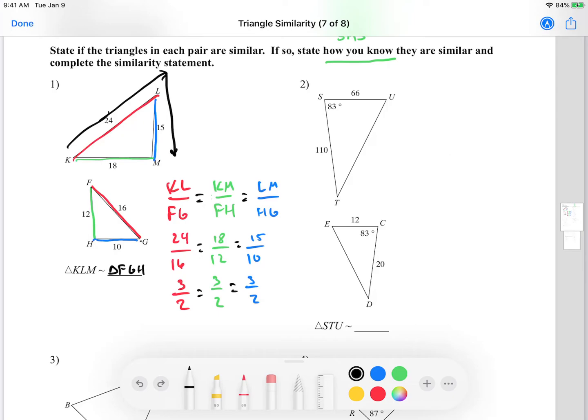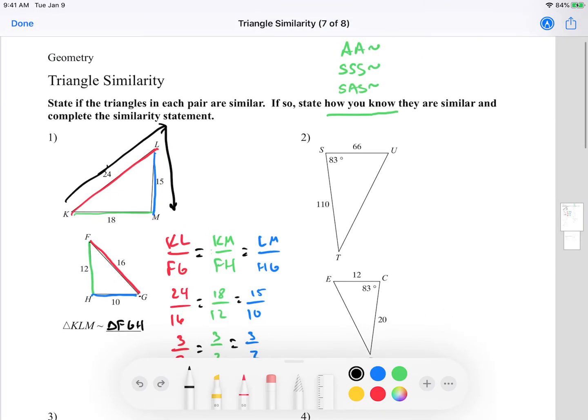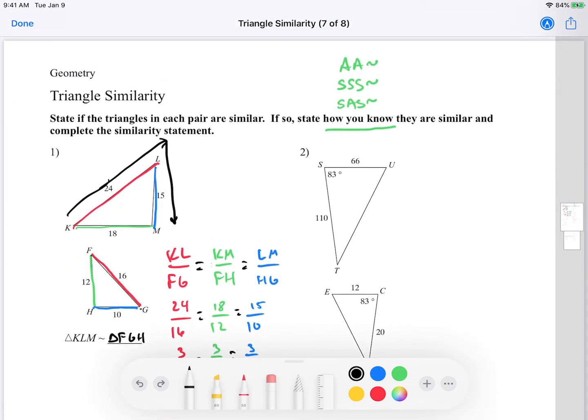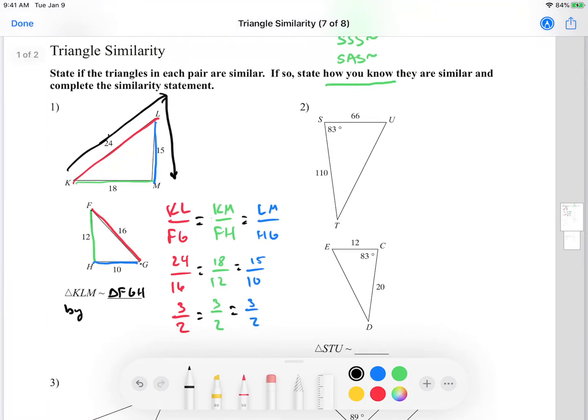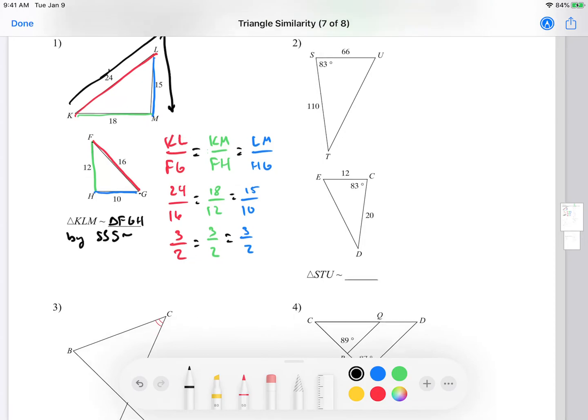Now, which of our reasons allows us to say this? Angle-angle similarity, side-side-side similarity, or side-angle-side similarity? Which of those 3? Those of you on Zoom, you can put it in the chat box or you can go ahead and say it. Which of the 3 did we just use? Side-side-side similarity. Okay. And so that's kind of how we can do these types of problems.